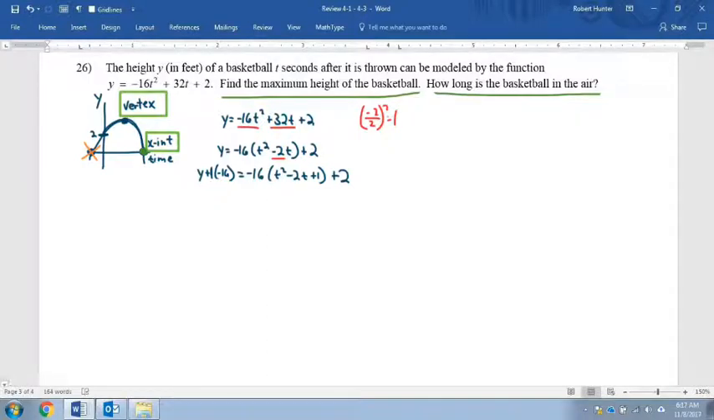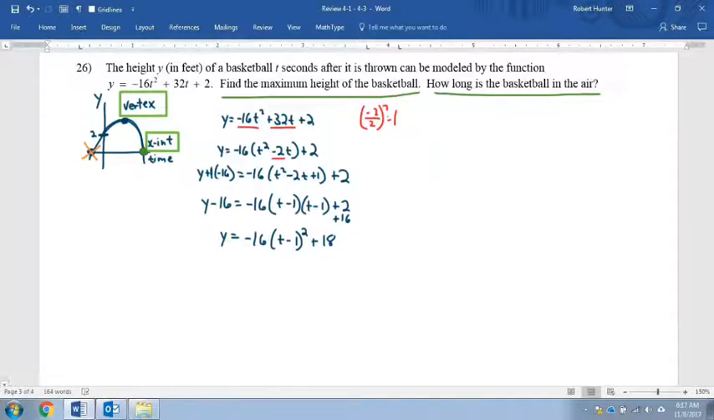So let's start cleaning it up. This is y minus 16 equals negative 16, and that's going to be t minus 1 times t minus 1, plus 2. If I move that negative 16 over to add it, I get negative 16 times t minus 1 squared, plus 18. So that's my standard form.